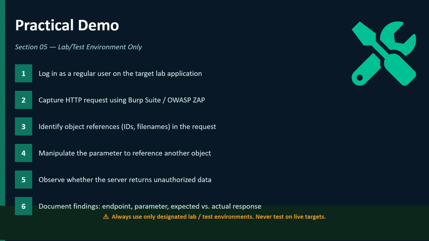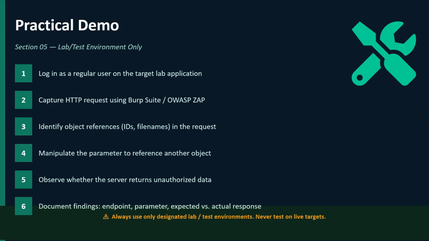Now let's walk through the practical demonstration. This was performed in a controlled lab environment, specifically DVWA, the Damn Vulnerable Web Application, which was running locally. Here are the steps we followed.